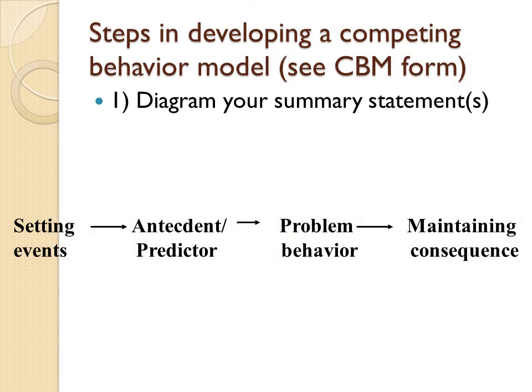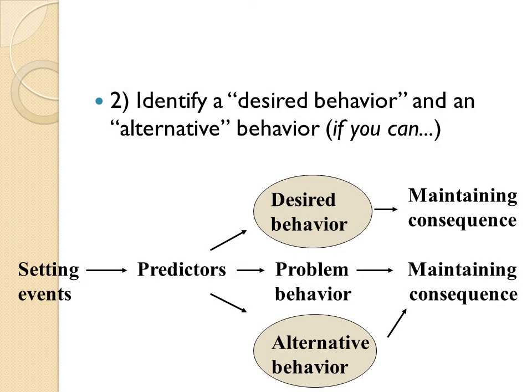So, with the competing behavior model, here's the basic diagram. Sometimes we have a setting event that we add as well, as you saw in some of the summary statements, and sometimes you don't. Sometimes you just have the antecedent, the behavior, and the consequence. Here's the antecedent, the behavior, and the consequence. Now we're going to add the desired behavior. The desired behavior is whatever you want the student to be doing in this situation.